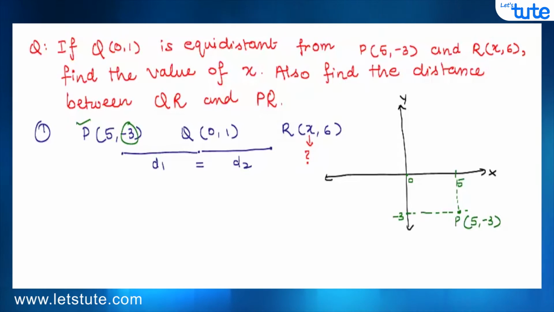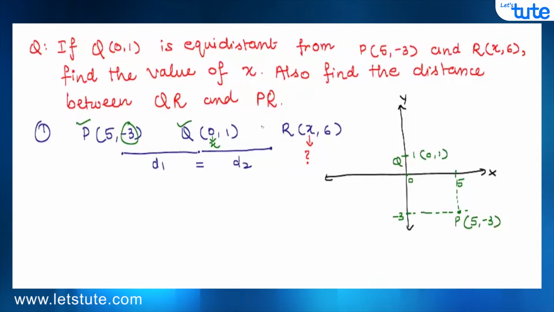Good. Now let's go to the second point, say Q(0,1). Now looking at the x coordinate, which is 0, we can find out that this point is lying on the y-axis. So on the y-axis, where is our 1? So suppose this is our 1 on the y-axis. This 1 can also be written as 0, 1. So this is our point Q.